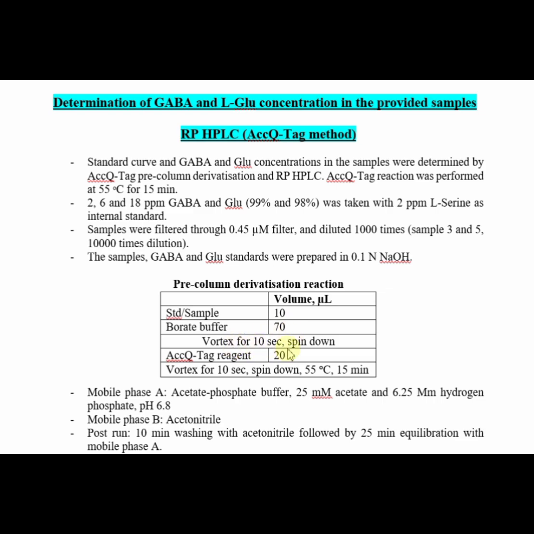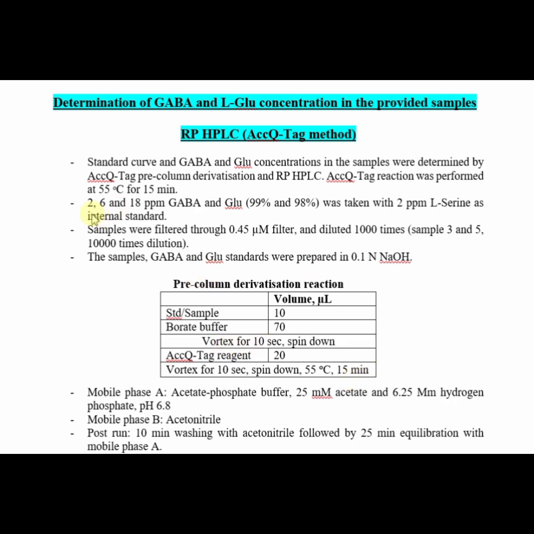We have to vortex for 10 seconds and spin down. Then we have to add AccQ-Tag reagent, which is prepared by adding 1 ml acetonitrile to the reagent vial supplied, and then it should be properly stored at minus 20 degrees centigrade. Then after applying 20 microliter AccQ-Tag reagent, we have to vortex it again and spin down. Then we have to incubate at 55 degrees centigrade for 15 minutes.